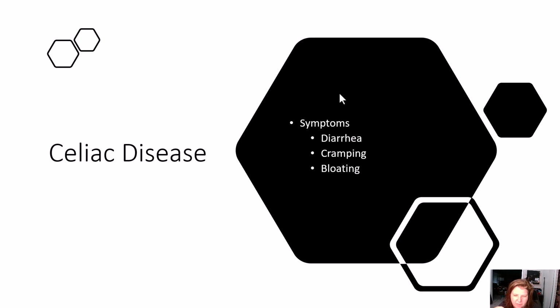The symptoms of celiac disease are usually very similar. That's diarrhea, cramping, and bloating. It's not fun, sometimes gas as well. They're not fun feelings. They get worse as the disease progresses, and eventually you get to the point where you start to lose weight, and malnutrition becomes more likely.